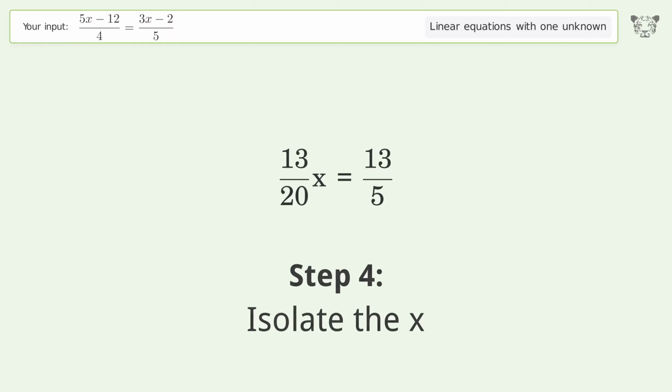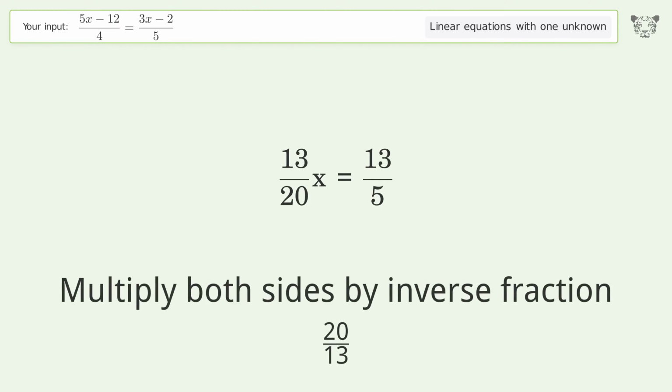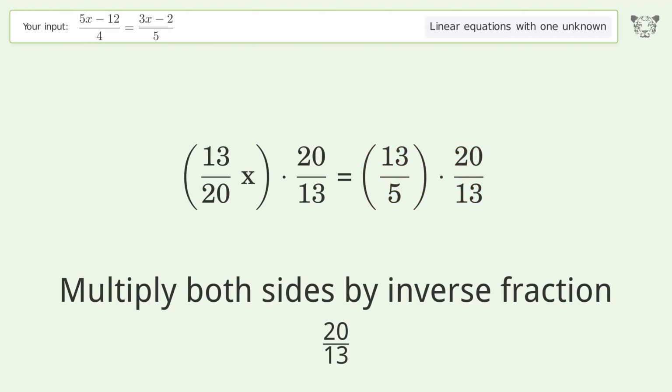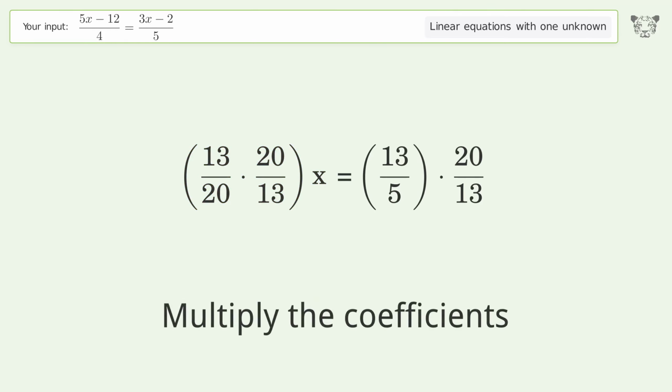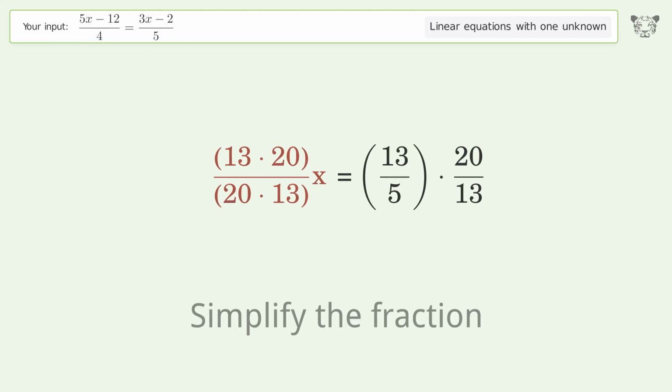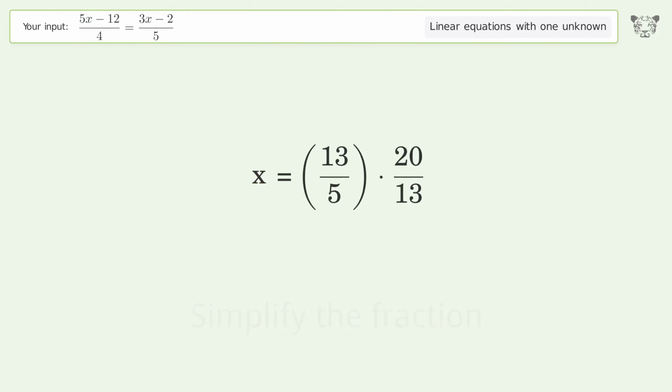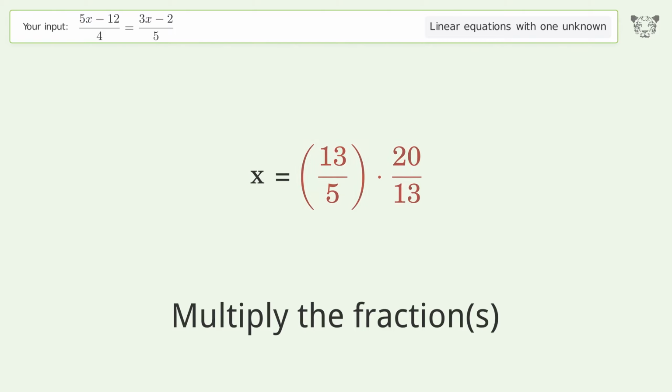Isolate the x. Multiply both sides by inverse fraction 20 over 13. Group like terms. Multiply the coefficients. Simplify the fraction. Multiply the fractions.